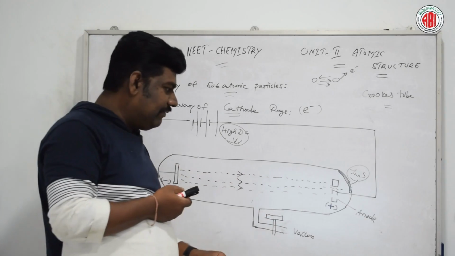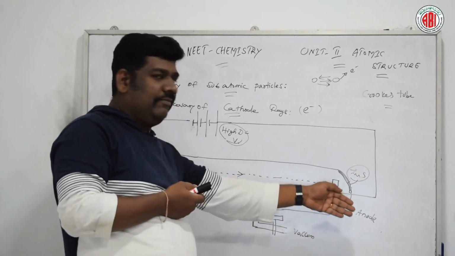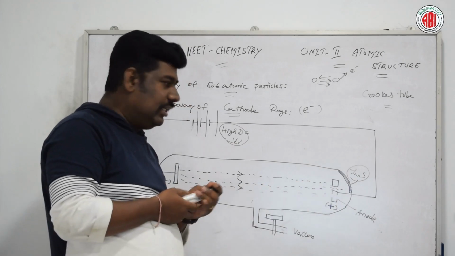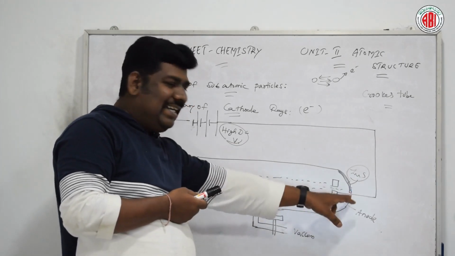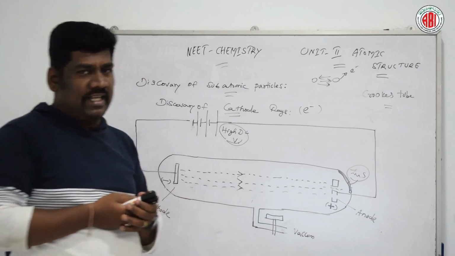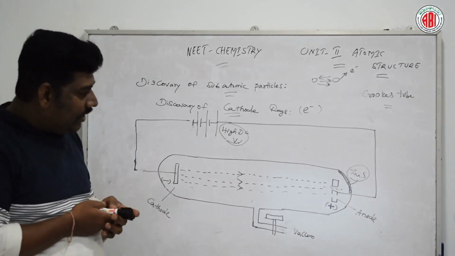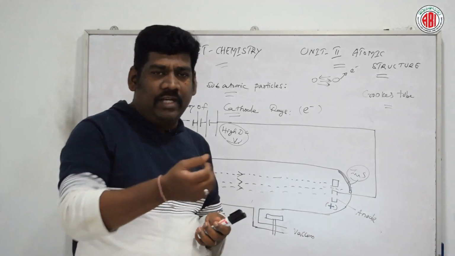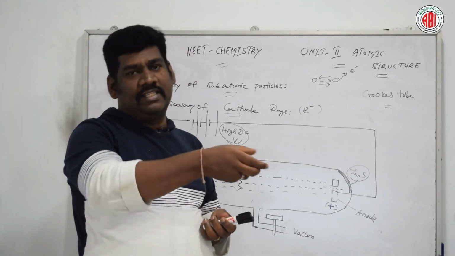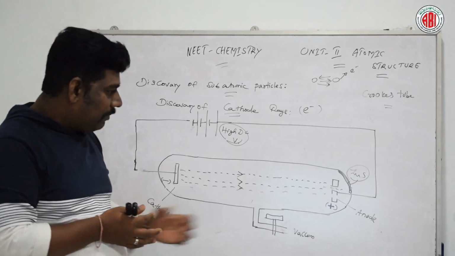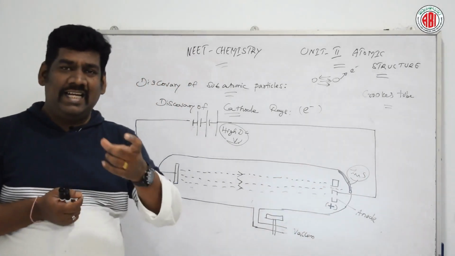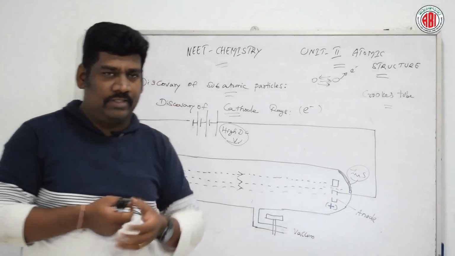That would help us for what? The penetrating of the rays towards this anode, and finally hitting or striking the zinc sulfide. So that made a bright spot. So we come to know that these rays pass through. Yes, that is the second characteristic feature of the cathode rays.